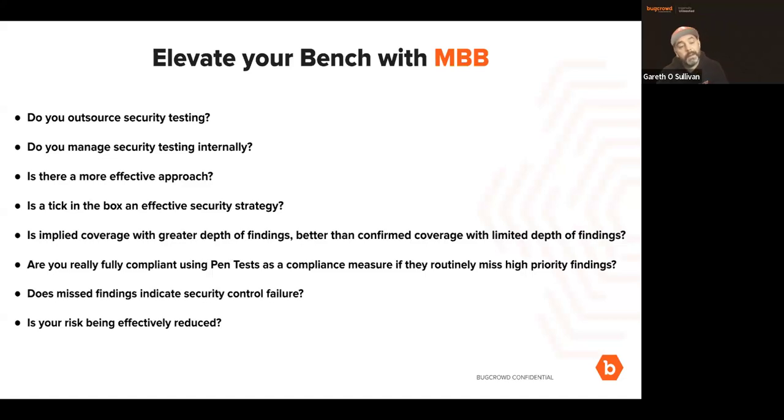And you've got to consider, does missing findings indicate security control failure somewhere along the way? Is there a gap in your framework? Probably yes. And your risk obviously then isn't being effectively reduced. So these are just some of the things that you should probably consider in relation to elevating your bench with MBB, or managed bug bounty programs.